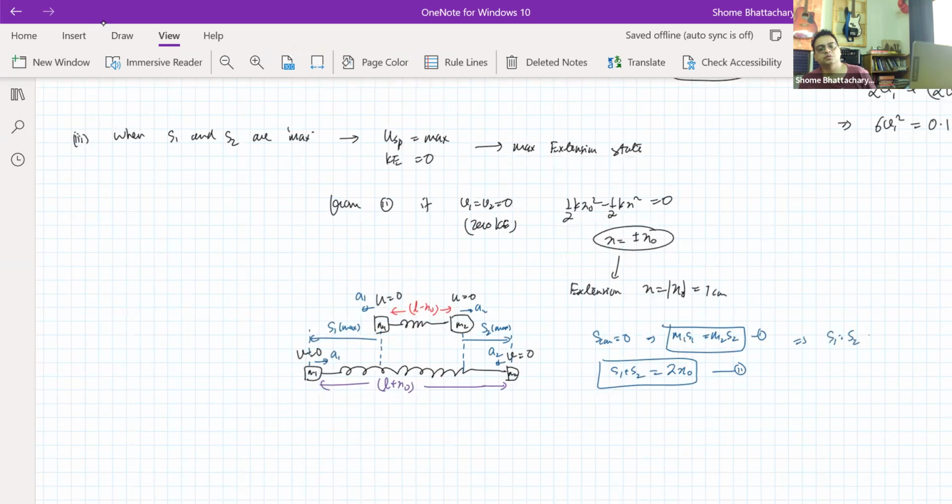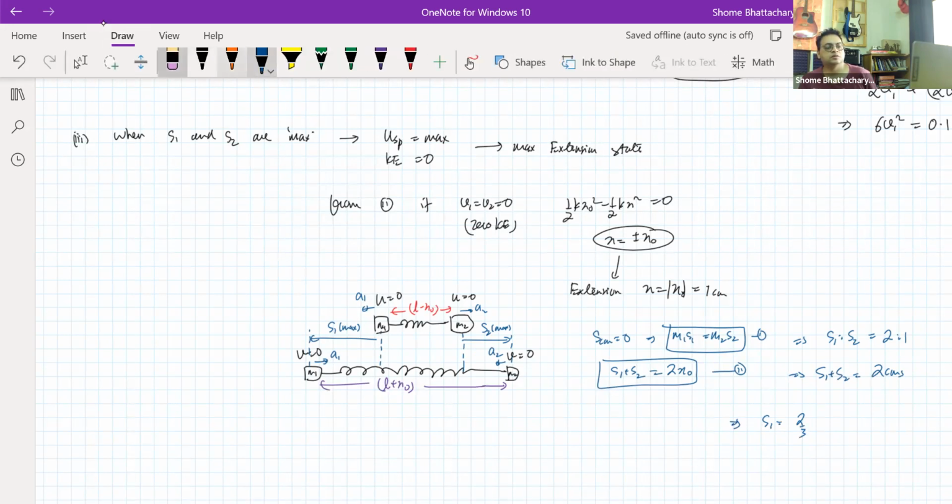S1 is to S2 is 2 is to 1. And S1 plus S2 is 2 centimeters. Sorry, S1 is to S2 is 1 is to 2. The mass ratios are 2 is to 1. So the displacement ratios will be inverse of that.